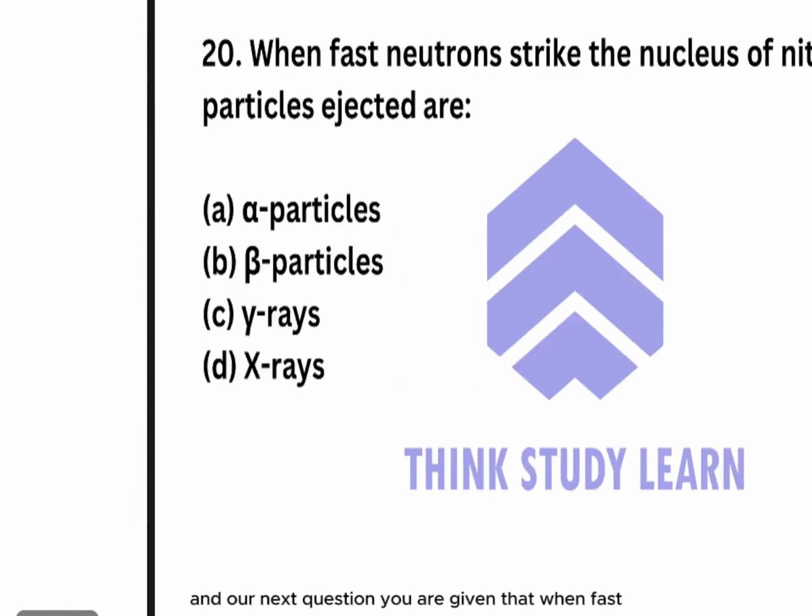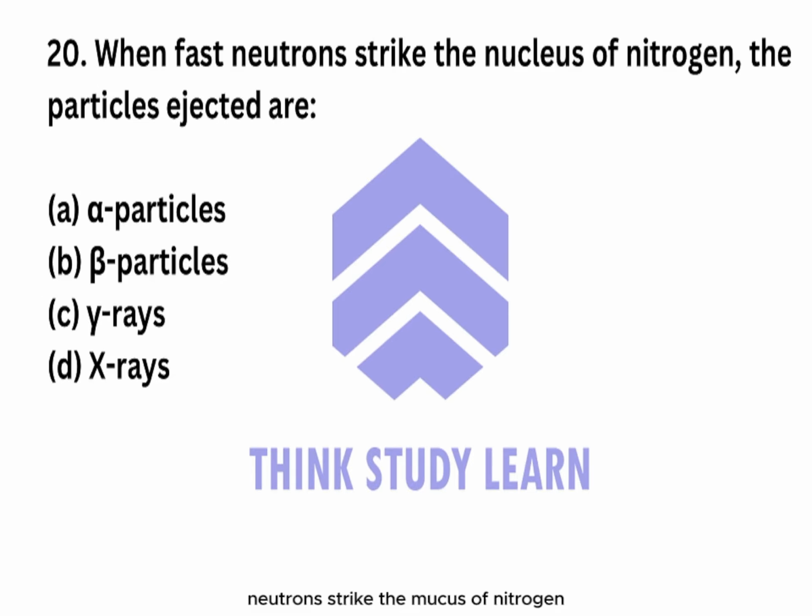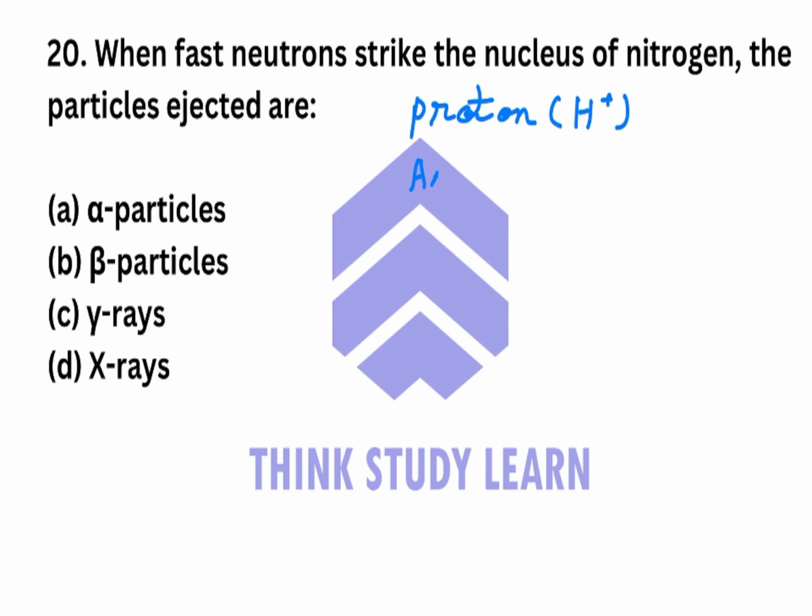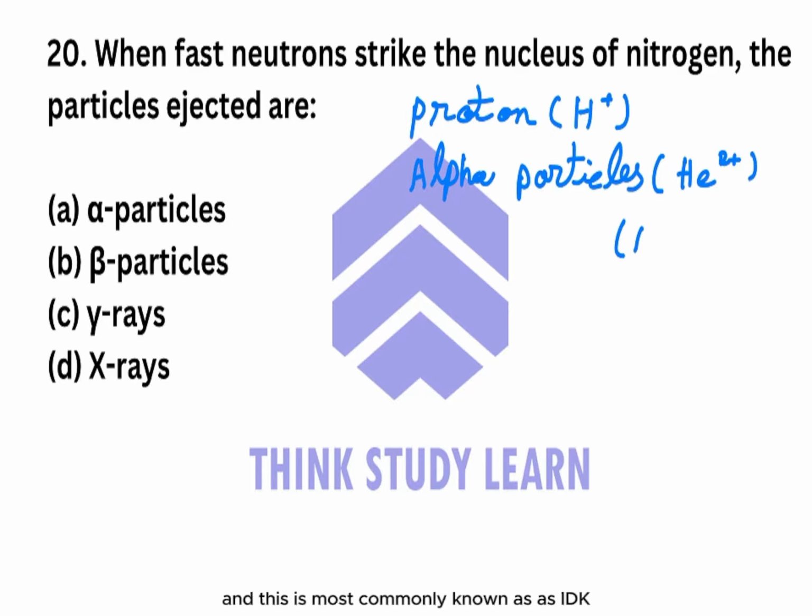In our next question, we are given that when fast neutrons strike the nucleus of nitrogen, the particles ejected are what in nature? In this case, we obtain a proton, alpha particles, and this is most commonly known as alpha decay. So we obtain alpha particles.